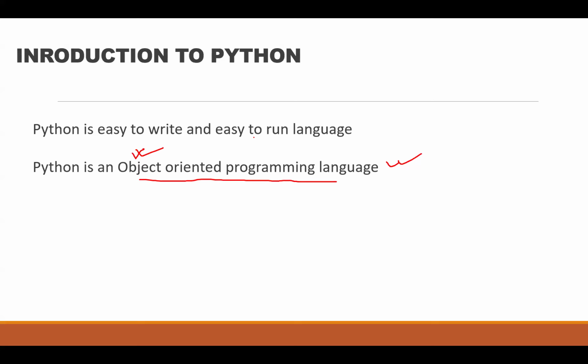For example, human, we also are objects. Why? Because we all have some characteristics and behavior. What are the human characteristics? We have two hands, two legs, one mouth, two eyes, two ears, one nose. These are our characteristics. This is human characteristics.